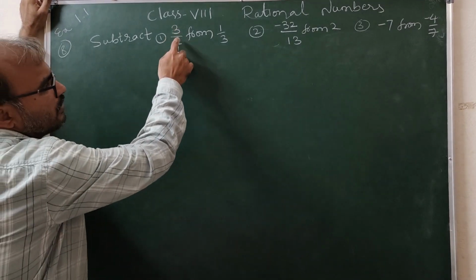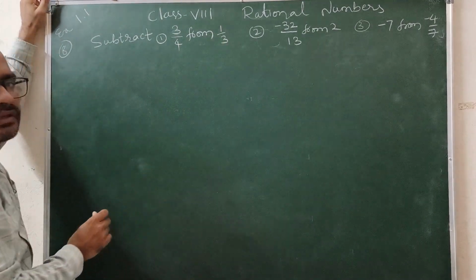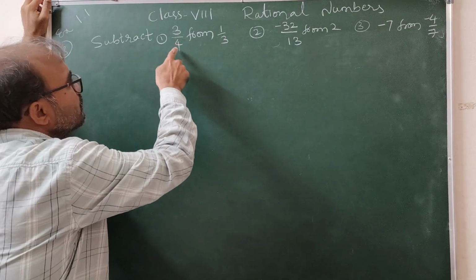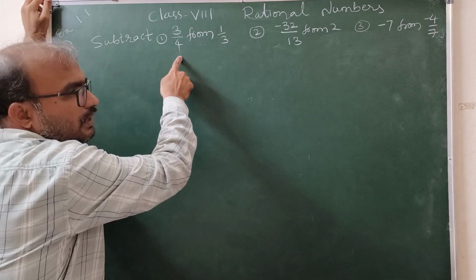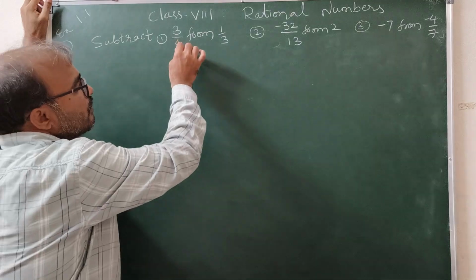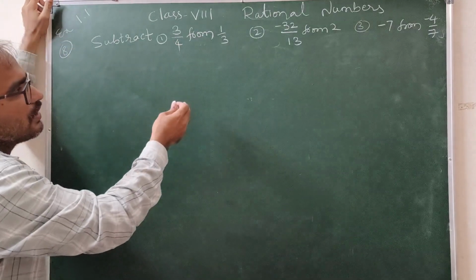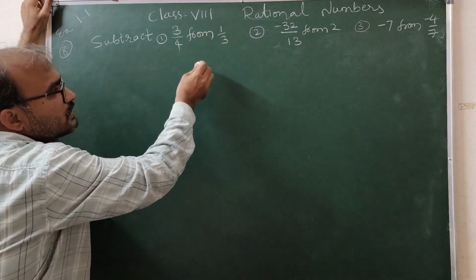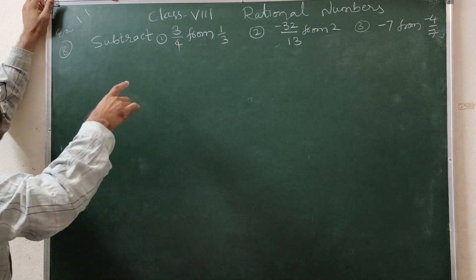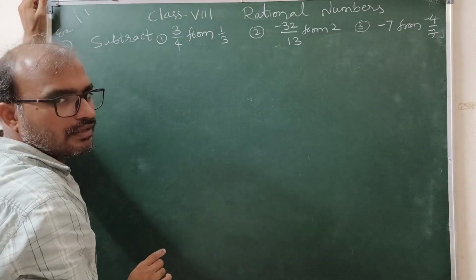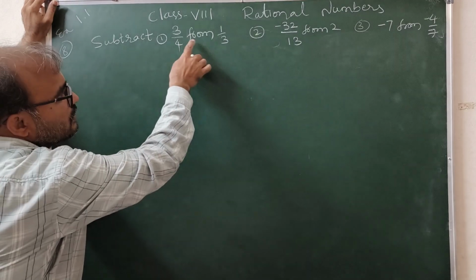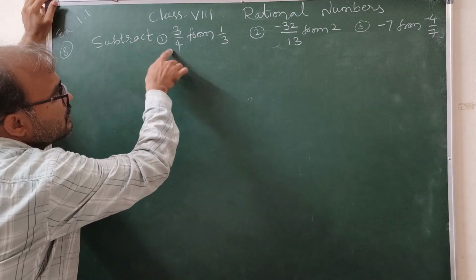Subtract 3 by 4 from 1 by 3. Subtract 3 by 4 from this. Subtraction means taking away or removing. So whatever you have to remove, whatever you take away should be written after the minus symbol. First of all, from this you have to remove this, right? Don't think that why I am saying again and again. Generally our students will commit mistakes here itself. From this, subtract this.